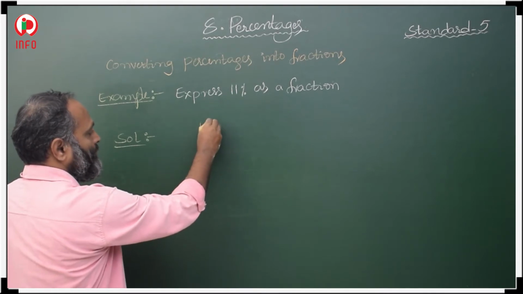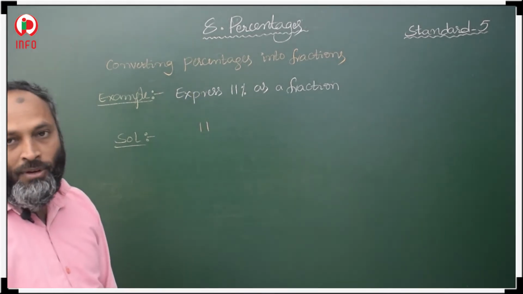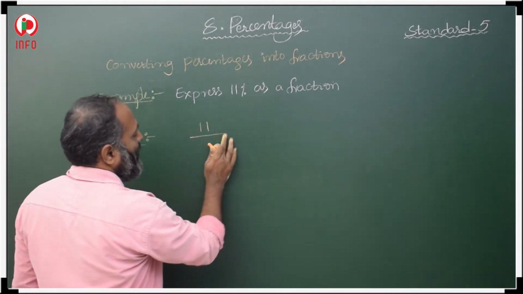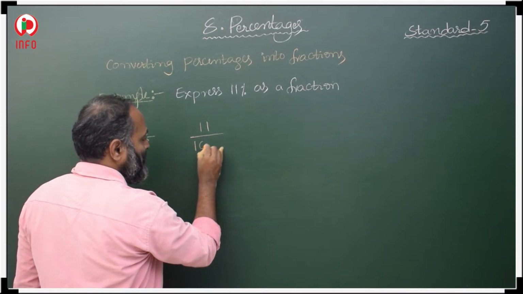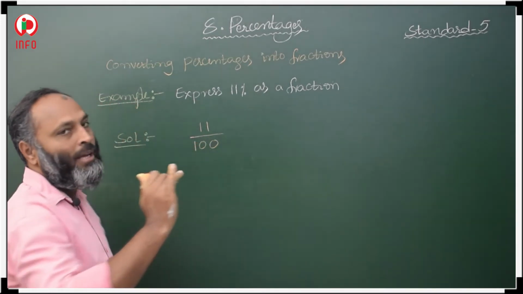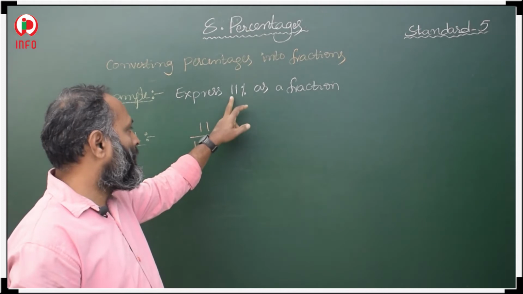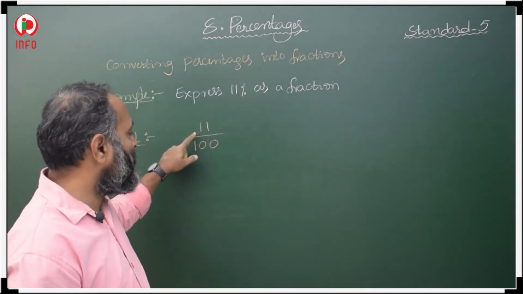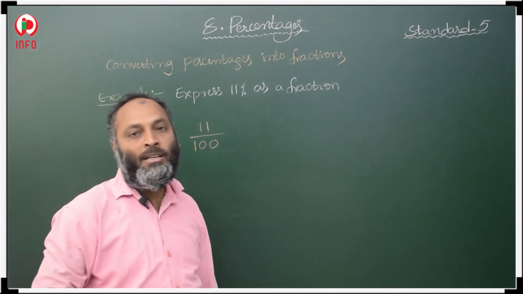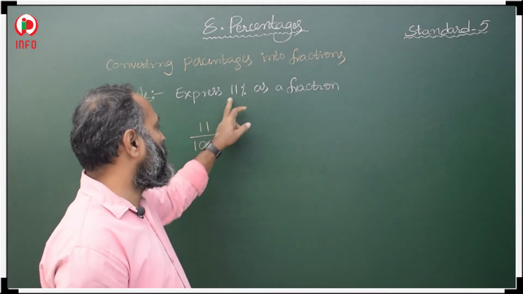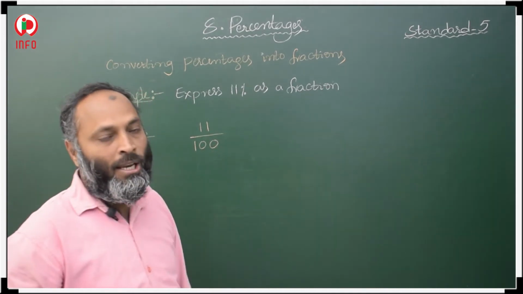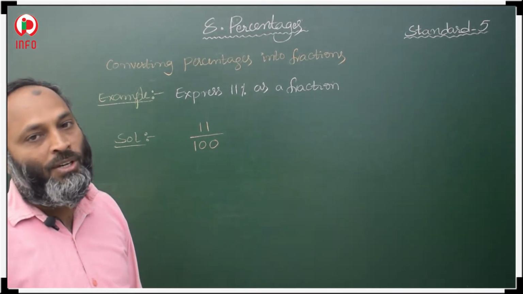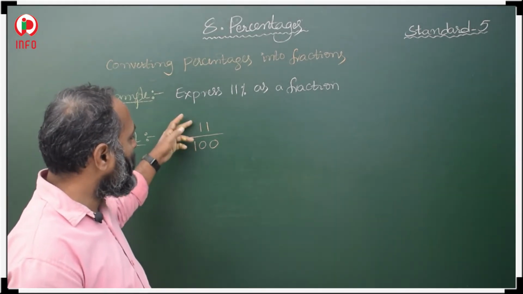We take that percentage, 11%, and divide it by 100. The given percentage we have to divide by 100. So 11% divided by 100. Now after that we have to check if there is any possibility for simplification. Here no, we cannot simplify this one.